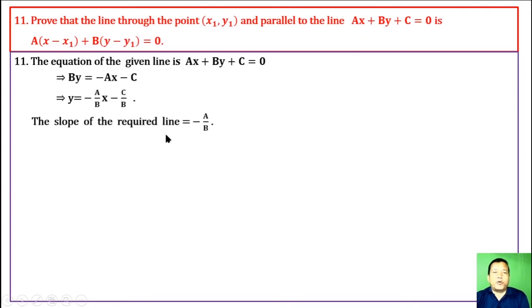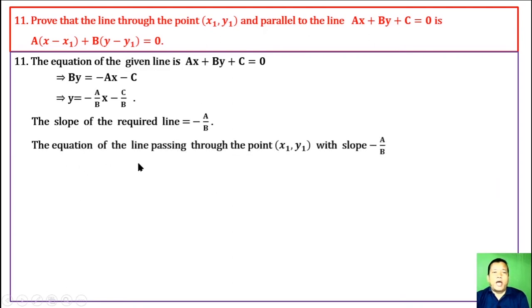The slope of the required line is minus a by b, as the two lines are parallel. The equation of the line passing through the point (x1, y1) with slope minus a by b is y minus y1 equal to minus a by b times (x minus x1). Cross multiply and transfer, we get this. Hence proved.